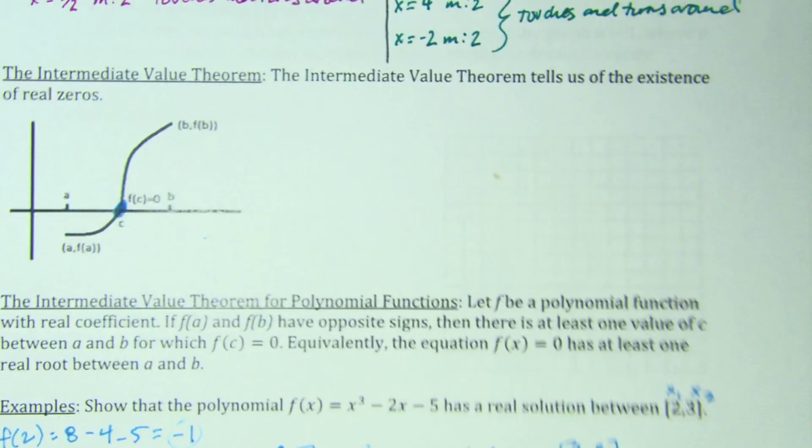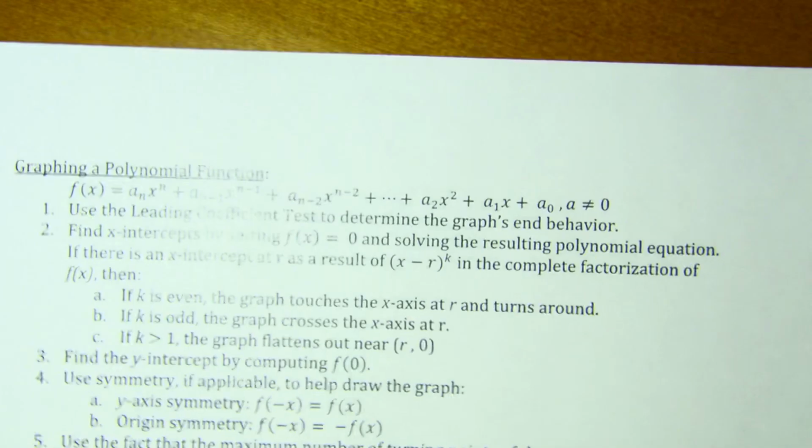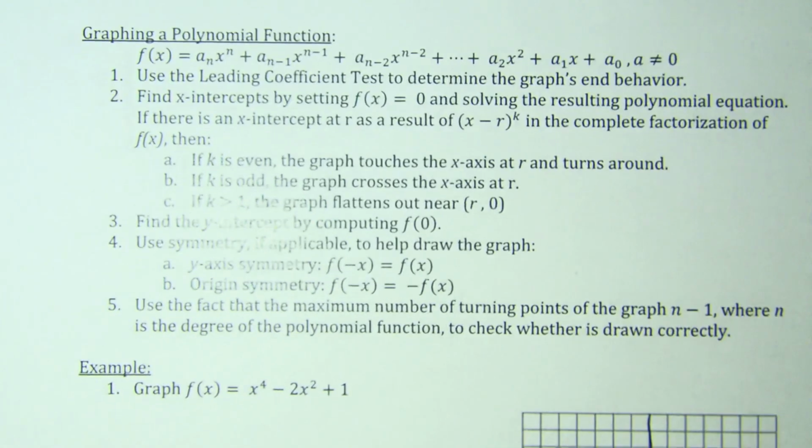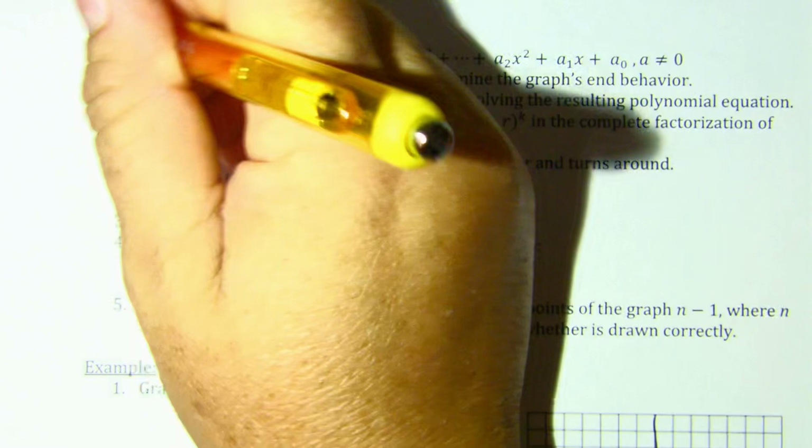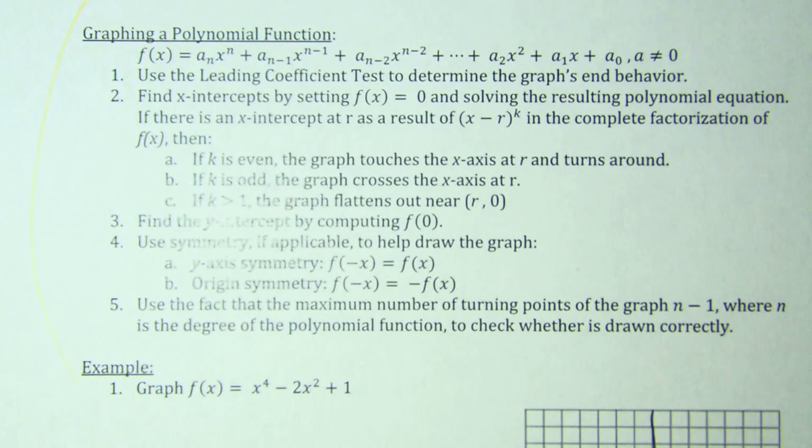So now that we've gone over all these pieces of information, what we're going to do now is go over how to graph polynomials. When we're graphing polynomials, we have a lot of different things we can consider, and this list here is really just a list of all the different things we could use to help us figure out what the graph looks like.